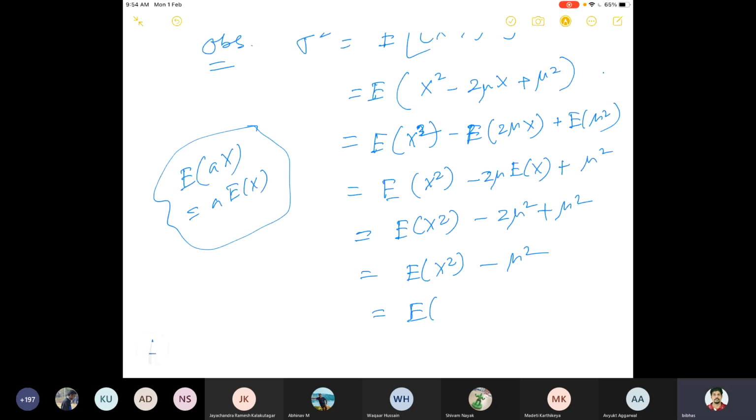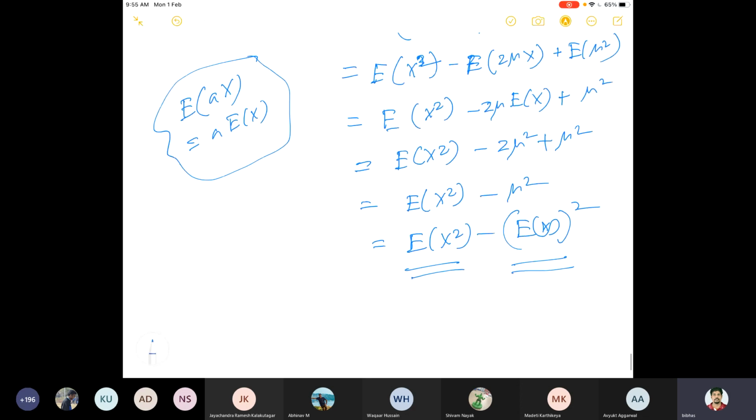So here I can write this as E of x square minus (E of x) whole square, because mu is E of x. So this is another way to look at the variance. Variance is nothing but expectation of x square minus the square of the expectation. Whenever you get the data points, you square them and take the expectation, and from there you subtract the square of the expectation of the original random variable. If you take the square of the data points and then the expectation, versus first taking the expectation and then squaring it, the difference is measured by the variance. Okay, this is another way to look at the same thing.